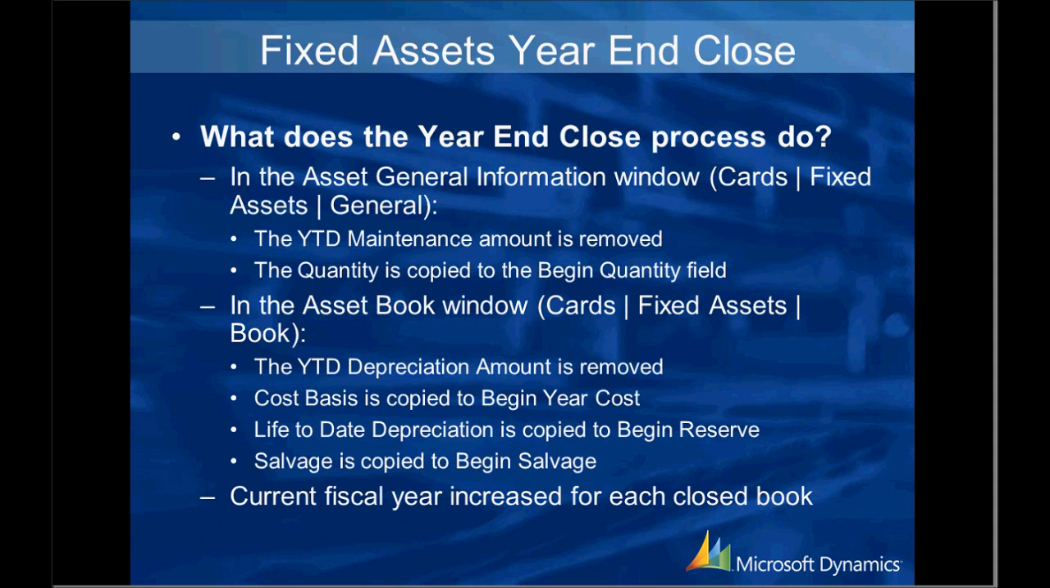The fixed asset year-end closing process maintains year-to-date information. It moves it from the current year to the prior year. It copies the quantities to the beginning quantity field. In the asset book window, the year-to-date depreciation amount is removed. The cost base is copied to the beginning year cost. The life to date depreciation is copied to the beginning reserve, and salvage is copied to beginning salvage. Current fiscal year increases for each closed book.